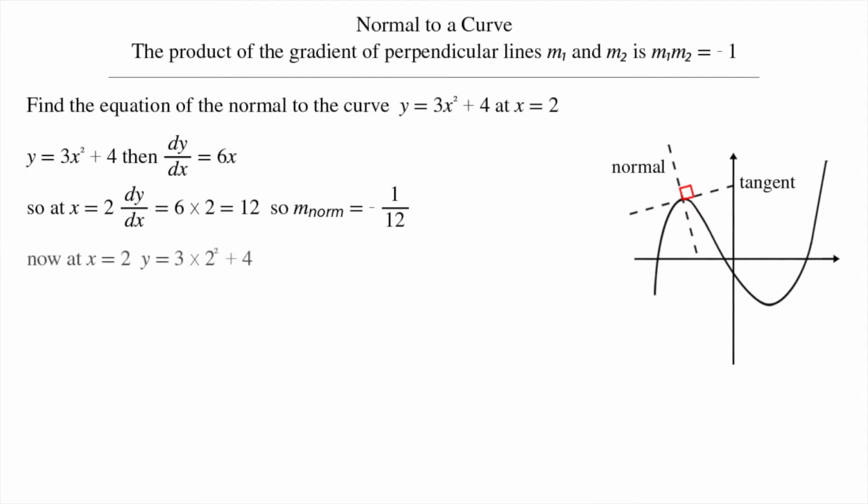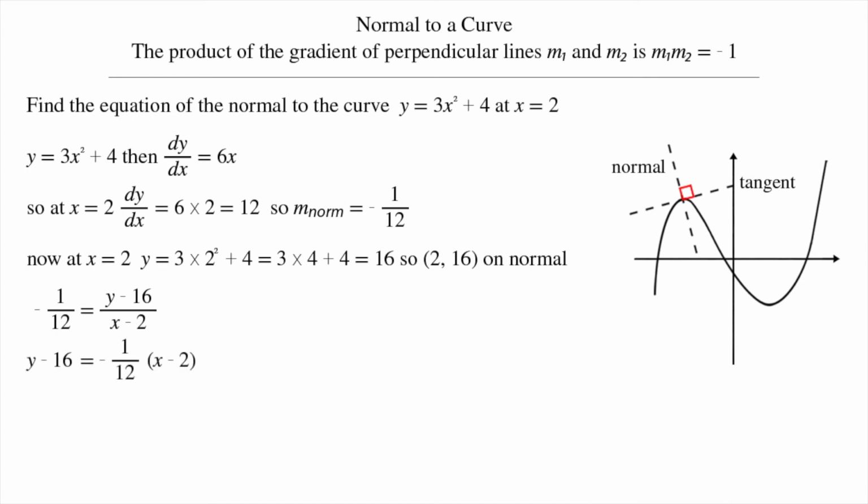Now, at x equals 2, we have that y is 3 times 2 squared plus 4, which is 3 times 4 plus 4, which is 16. So the point (2, 16) is on the normal. We also have the gradient of the normal, so we have that -1 over 12 is (y minus 16) over (x minus 2). This is just the standard form of the equation of the straight line that we stated in the previous video. So we can rearrange to get y minus 16 is -1 over 12 times (x minus 2).